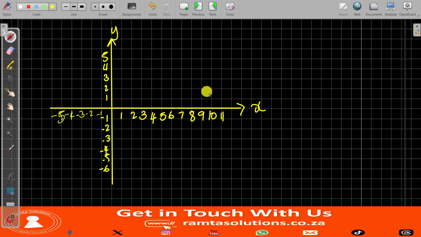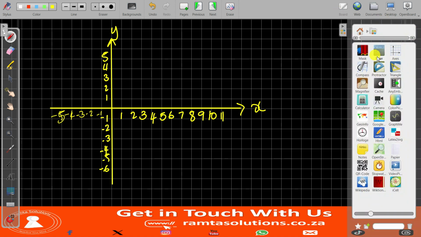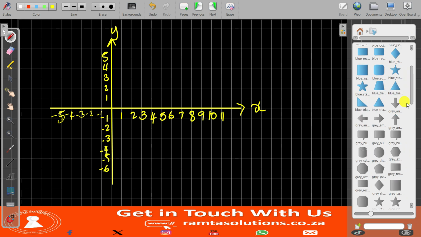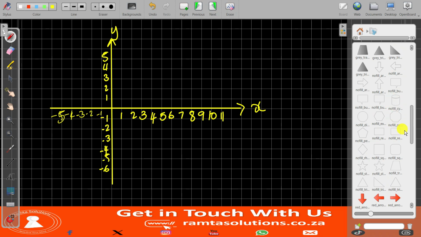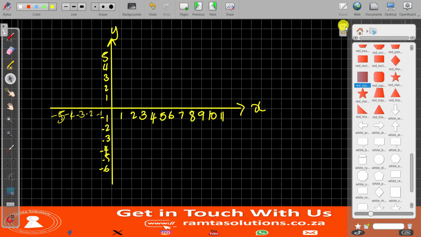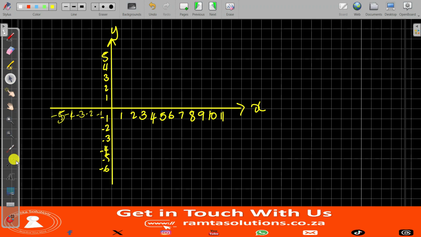I do recall that this looked like a rectangle, so I want to see if I can get a rectangle in my objects here. I want one that's filled. Okay, I will have to draw it myself. It's fine.